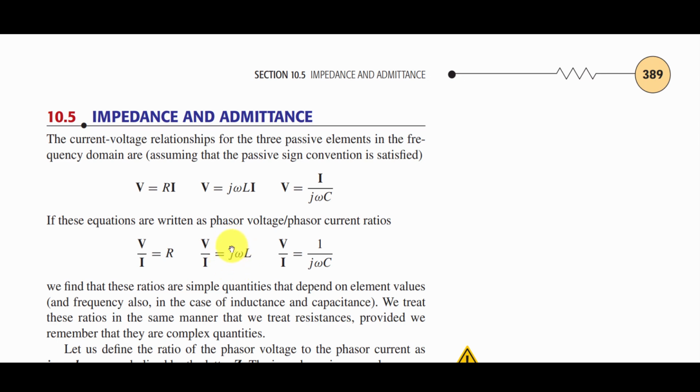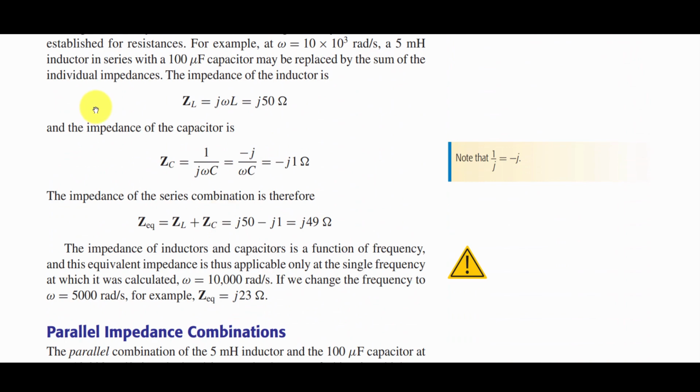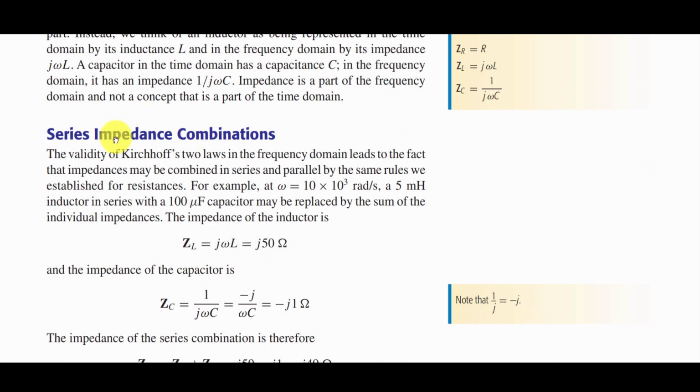I mean, j only represents the 90-degree phase shift between voltage and current of the inductor, and for the capacitor it is minus 90 degrees because 1 over j is minus j. It represents the minus 90-degree phase shift between voltage and current. But inductors and capacitors, if they are excited by a sinusoidal source, do offer some ohms to the sinusoidal current, depending on the frequency and on their inductance and capacitance values.